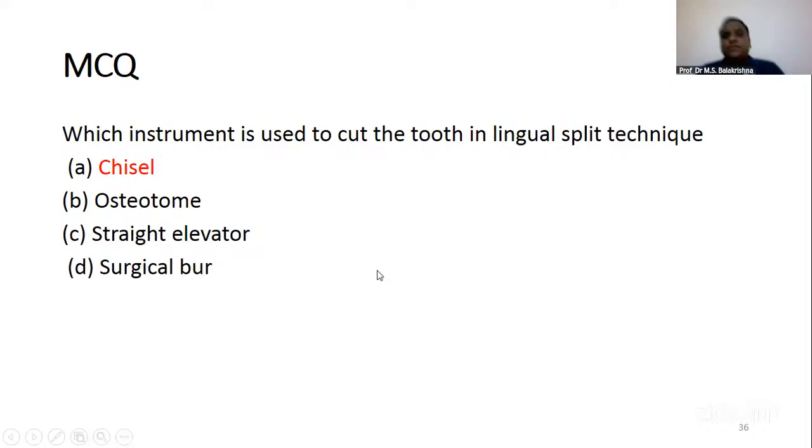Next question. Which instrument is used to cut the tooth in lingual split technique? It is basically the chisel, which you know. Straight elevator is used for elevating the tooth. Surgical burr is used for guttering, to remove the excess bone. To cut the tooth in the lingual split technique is the chisel.